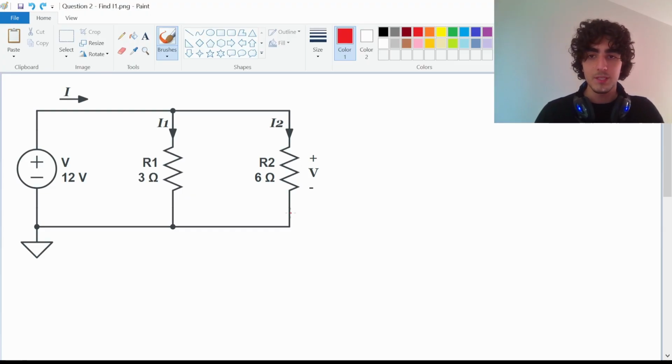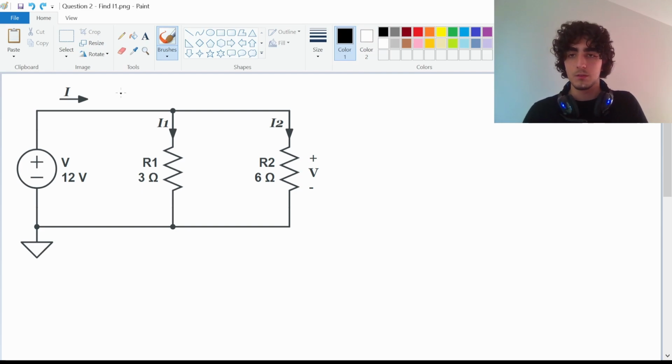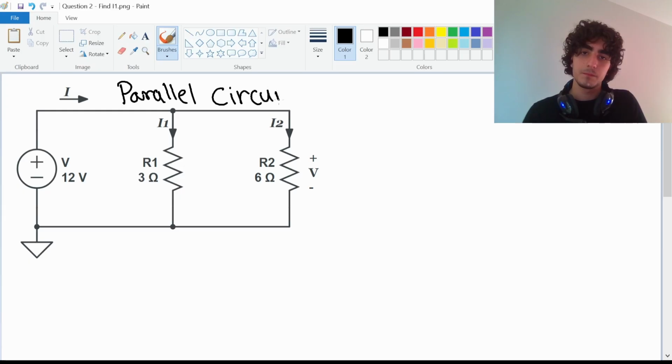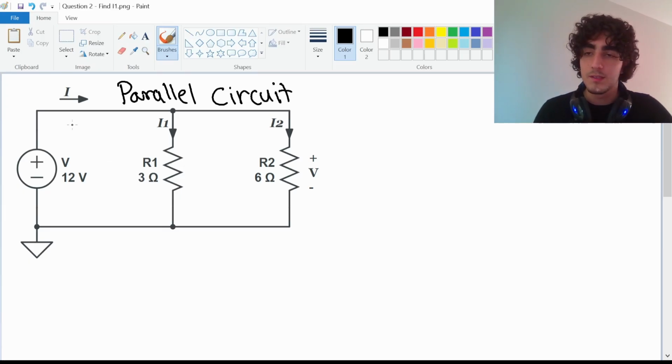Well, it's the opposite within a parallel circuit. So within a parallel circuit, it is the current that's actually divided while the voltage remains the same.